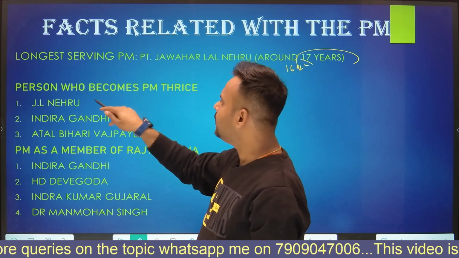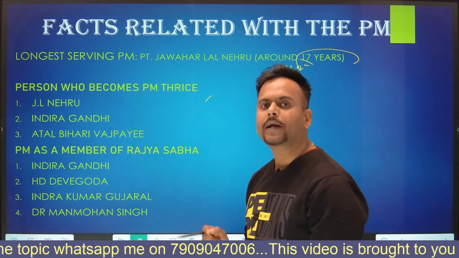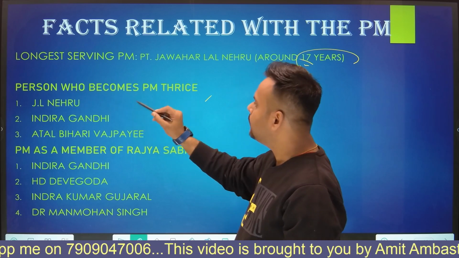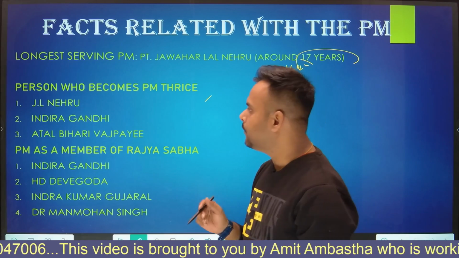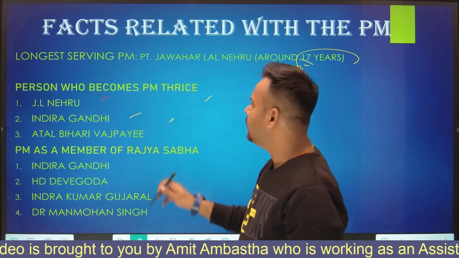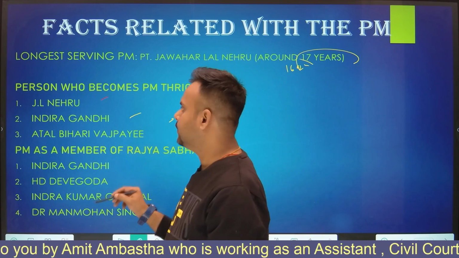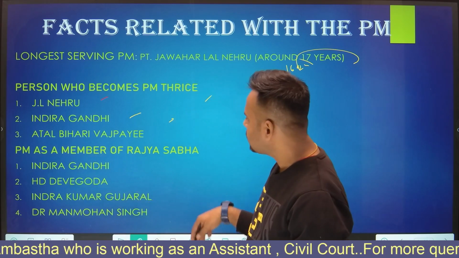The persons who became PM thrice. You should keep these things in your mind. The question is who became the Prime Minister thrice, meaning 3 times. Your answer is Jawaharlal Nehru, Indira Gandhi, and Atal Bihari Vajpayee. Sometimes these questions have also been asked in your examinations.